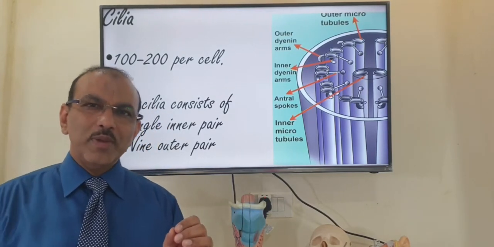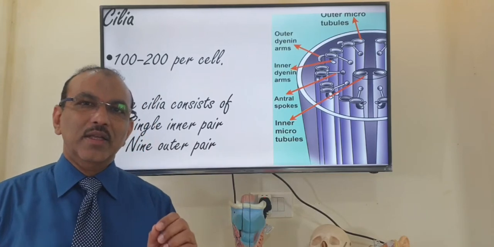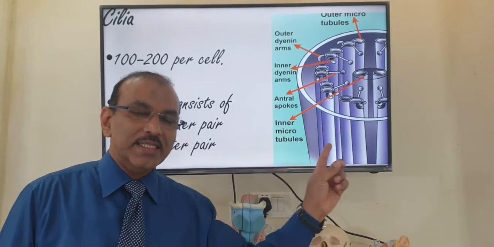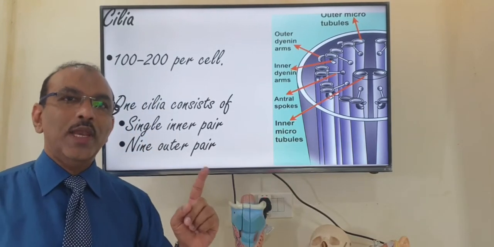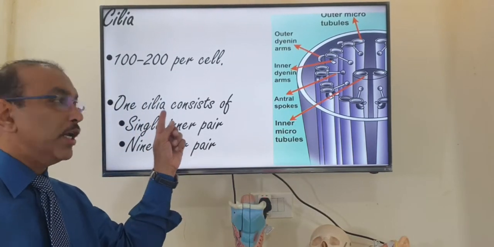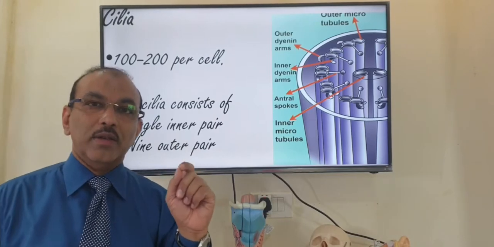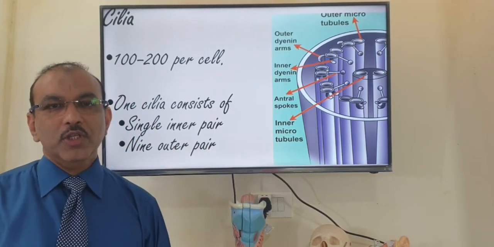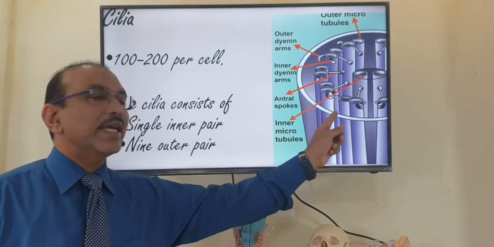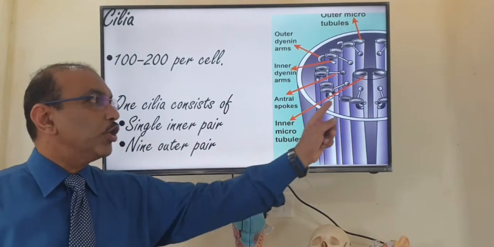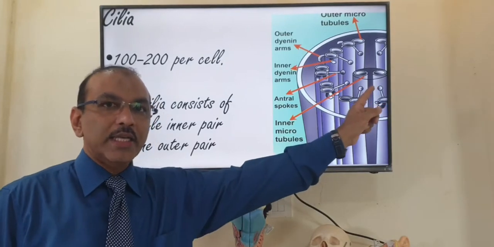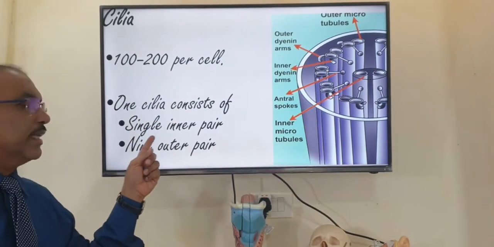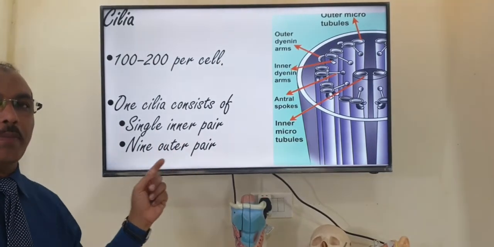If you see the structure of a normal cilia, it will be like this. There's a single cilium. In one cell, you will have 100 to 200 cilia. The structure inside one cilium is like this: in the center, you have a single inner pair of tubules surrounded by 9 outer pair tubules.